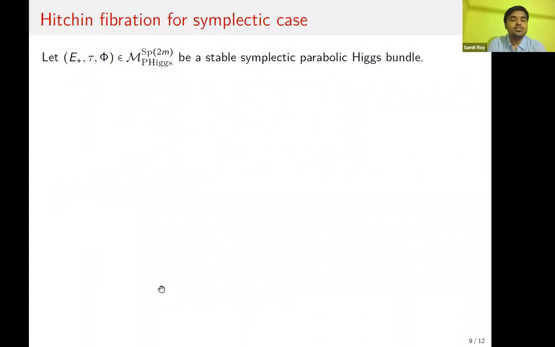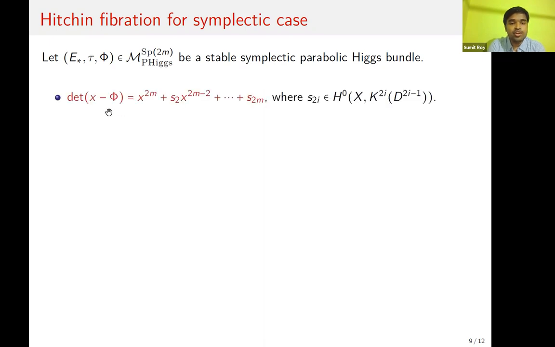Okay. So let (E, tau, phi) be an element in this moduli space, then the characteristic polynomial is of this form, because the compatibility of the Higgs field with the bilinear form and the non-degeneracy of the bilinear form will imply that if lambda is an eigenvalue of phi, then so is minus lambda. So eigenvalues come in pairs. So if we assume that all eigenvalues are distinct, in that case, the characteristic polynomial is of this form. There are no odd terms. Okay. So these H_2i are sections of K^2i D^(2i-1).